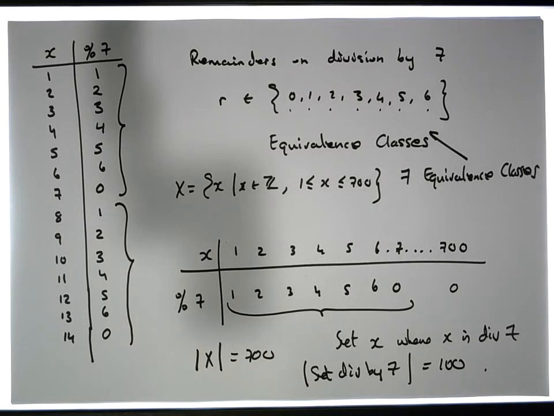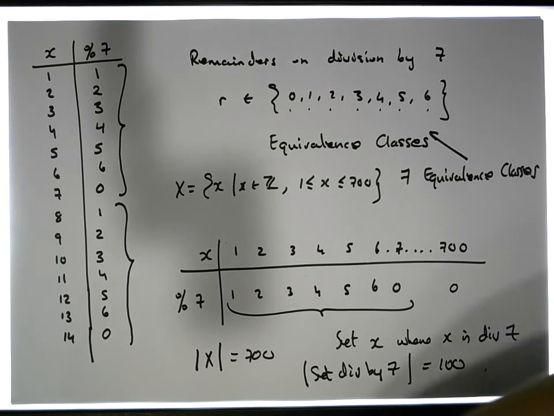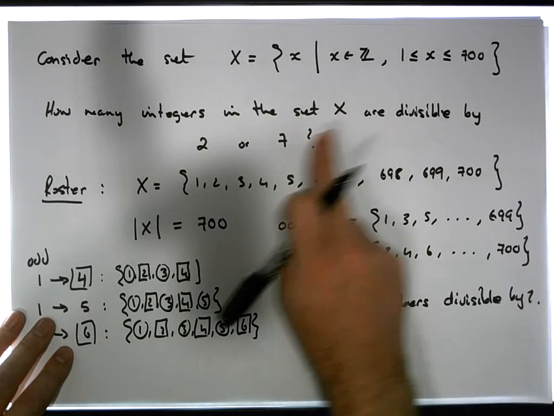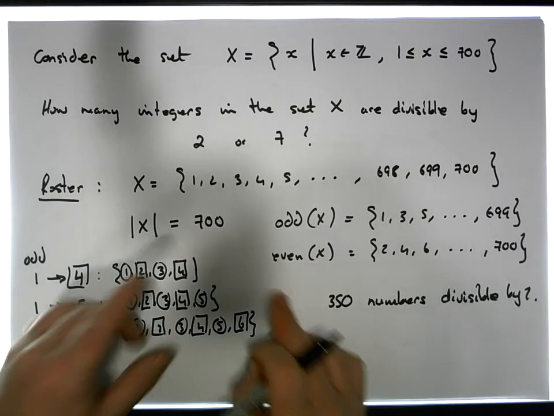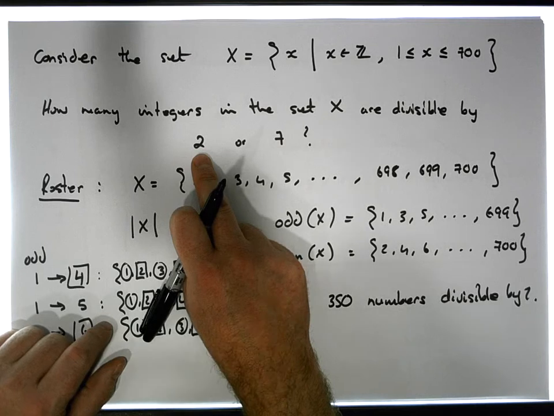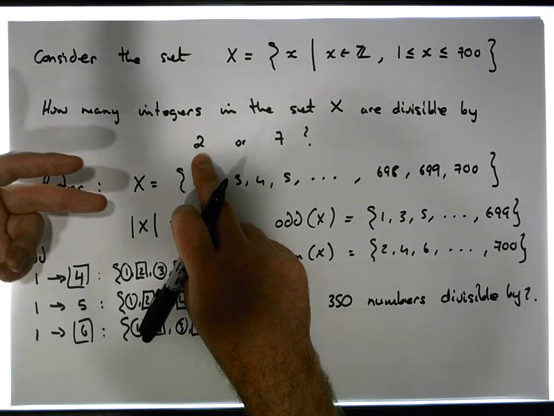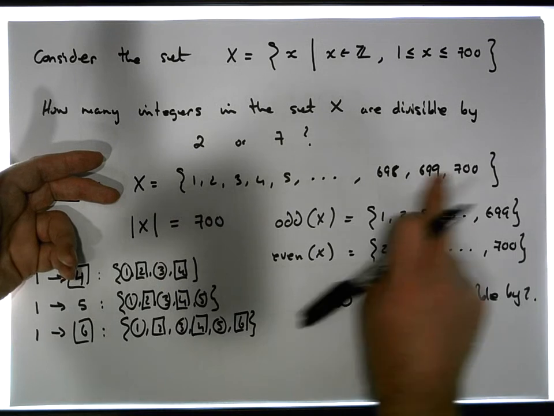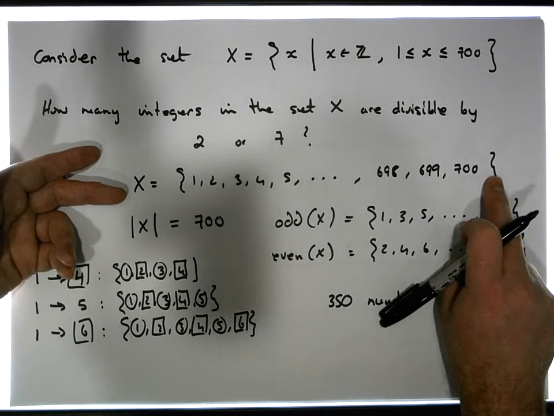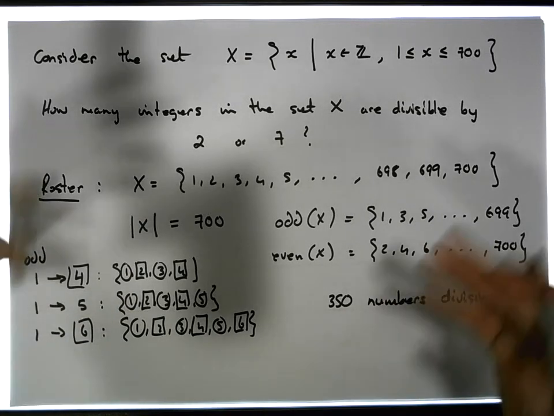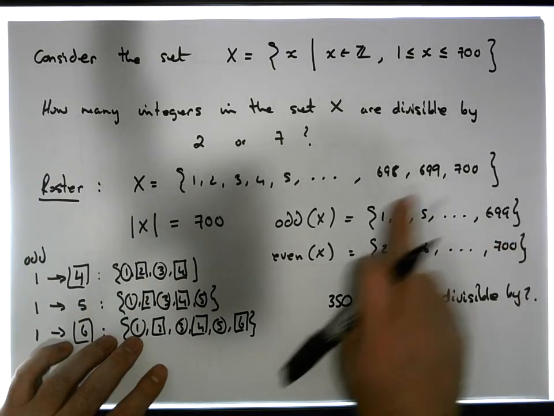Actually, we had done that already earlier on, but we didn't really spell it out in that particular fashion when we looked at the even and the odd numbers. How many integers in this set were divisible by 2? Well, once again, there's 2 equivalence classes. When you divide a number by 2, you either get a remainder of 0 or a remainder of 1. There's 700 consecutive numbers in this list, so 700 divided by the number of equivalence classes tells us how many values there are in each class.